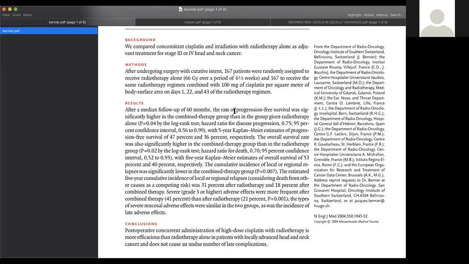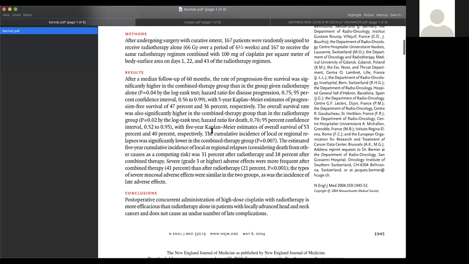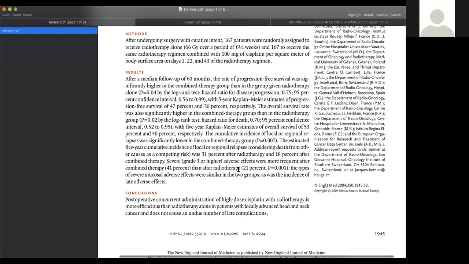And from the abstract, you can make out that patients who had the combined therapy had better progression-free survival compared to patients who had the individual therapy. And also the overall survival was better in the combined therapy group than the individual group. In the secondary endpoints, the local and regional relapses were lower in the combined group, because all the p-values are significant. And the adverse reactions were higher in the combined group compared to the radiotherapy group.